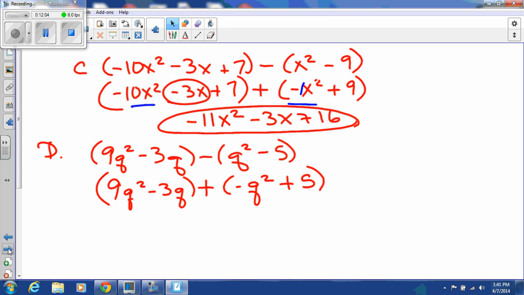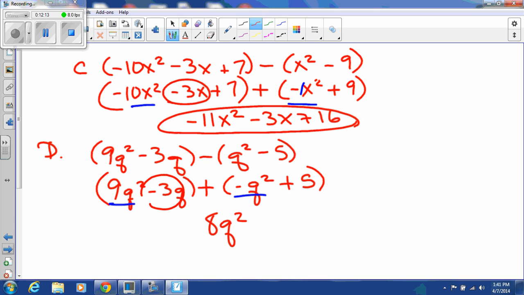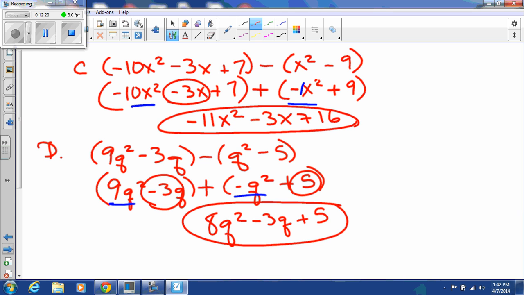9q squared minus q squared is 8q squared. I have a negative 3q that I'll just bring down, and a positive 5, which I'll just bring down. My final answer is 8q squared minus 3q plus 5. Remember, this is a trinomial because it has three terms, and it's also quadratic because it's raised to the second power. So putting together more and more of what we've learned, you should now be able to add and subtract polynomials. Thank you.